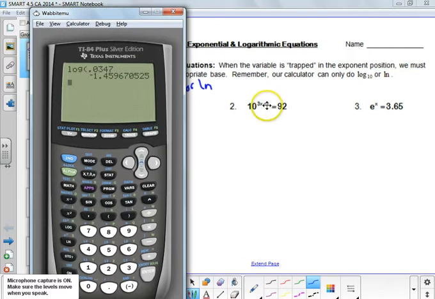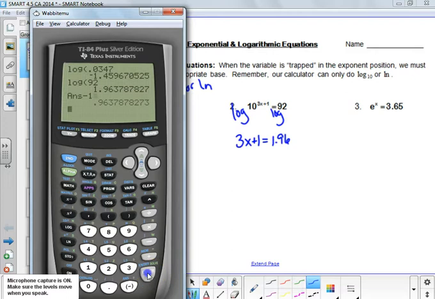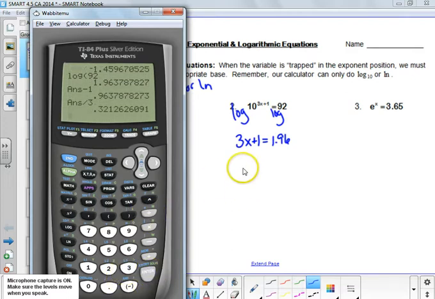The next question is again a base 10 exponential problem, so if I was to choose a logarithm of my liking, I would choose a common log, because the common log will cancel with the base 10, leaving me with the 3x plus 1 now down out of the exponent. And then log of 92, I just need to type. And I get 1.96. Then I'm going to subtract 1 to solve the linear equation and divide by 3. So I get 0.321.